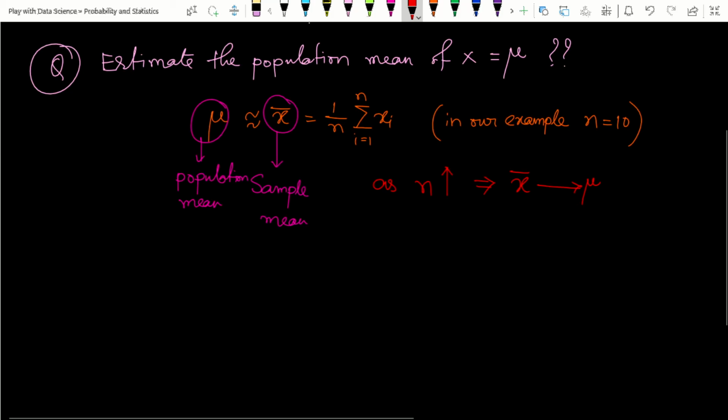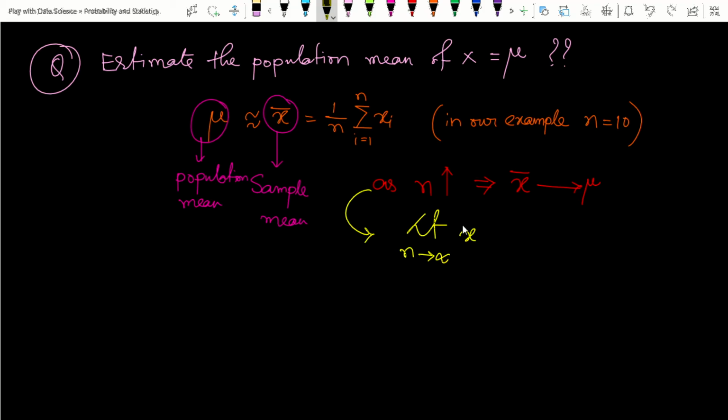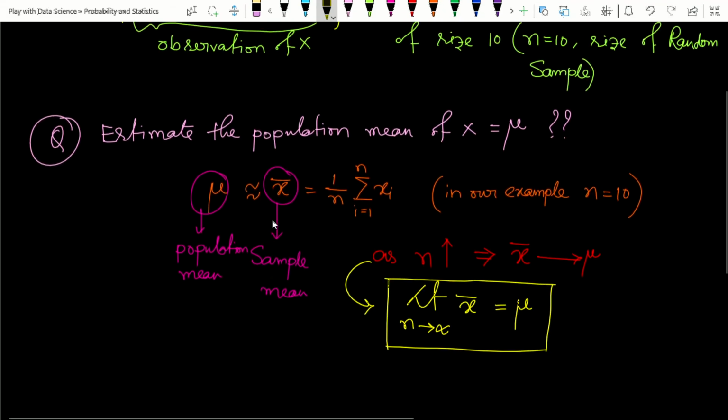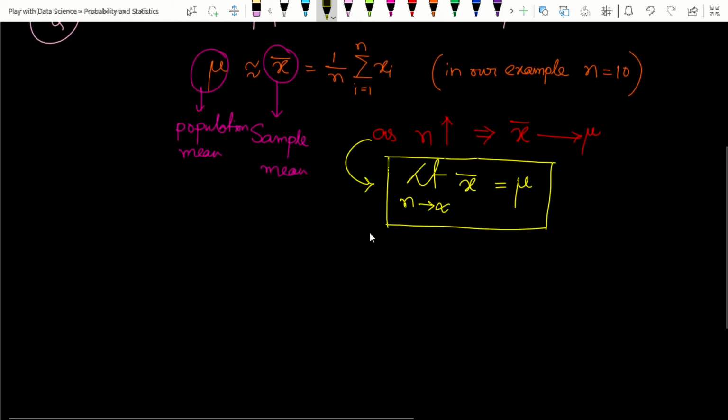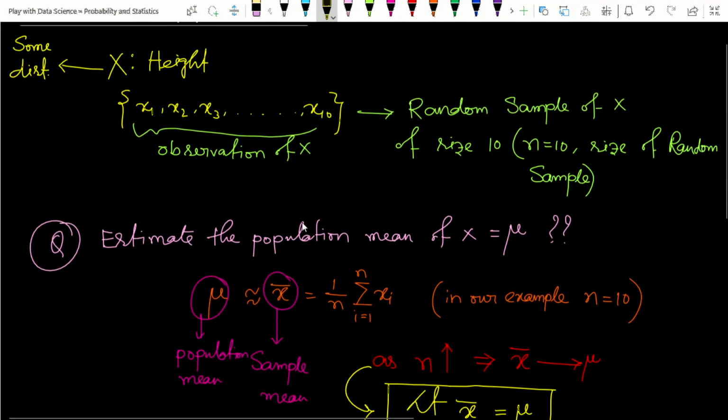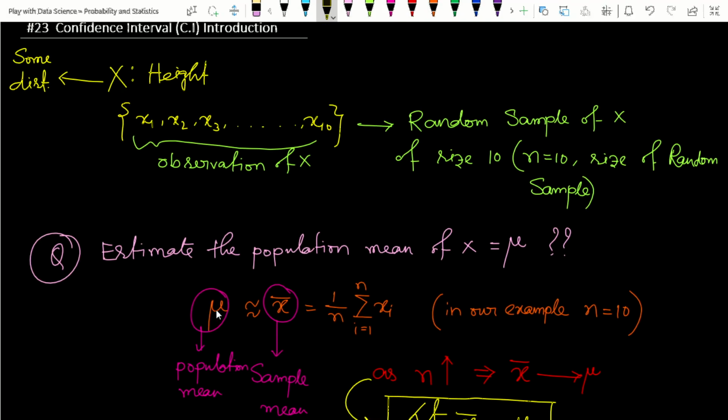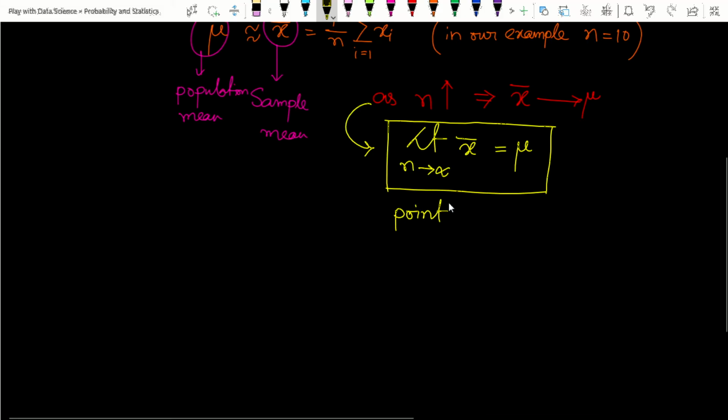In limit, if you use the limit concept here, as n tends to infinity, our sample mean will tend to the population mean. This concept is called point estimation. These limiting concepts are called the point estimation concept. It means we have calculated the population mean by simply using the limiting concept from our observed point values.